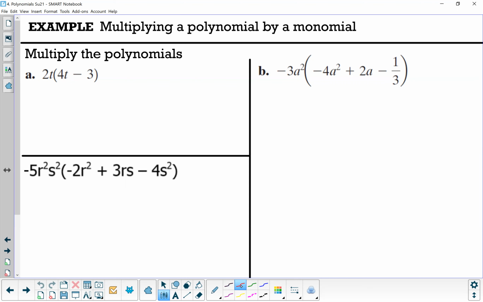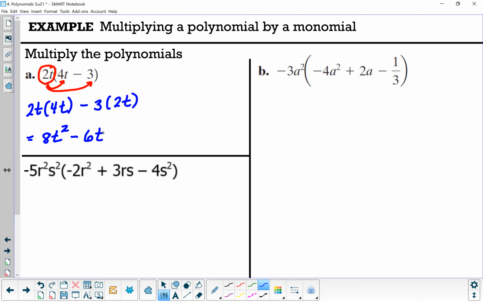So here I can see we're going to multiply the 2t to the 4t. So we know that we can multiply the 2 and the 4 to get 8. And the t times the t, remember when you are multiplying, you add your exponent. So that's t to the first power times t to the first power. So we have t squared. All right, so now we are distributing the 2t to the minus 3. So here we're going to have minus, and then multiply the 3 times the 2 to get 6, and then t.